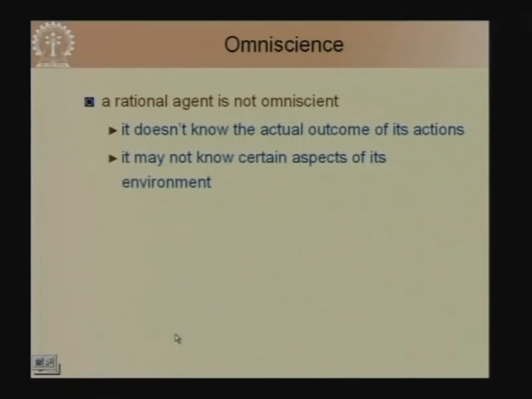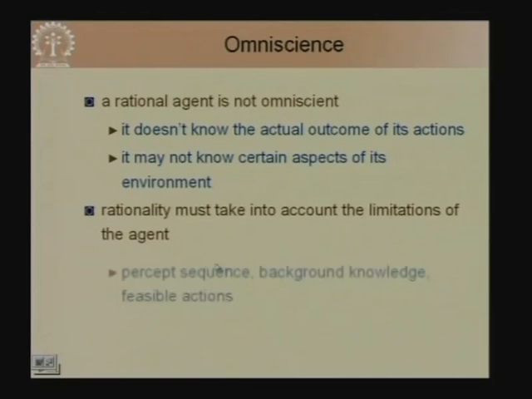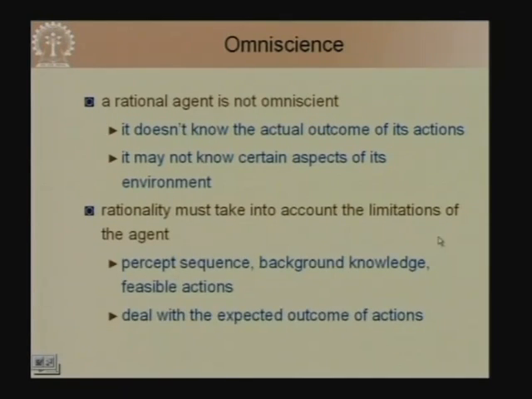We must understand that a rational agent need not be omniscient, because it does not know the actual outcome of its actions, and certain aspects of the environment may be unknown to the agent. So, rationality takes into account the limitations of the agent, the percept sequence it has access to, the background knowledge the agent has, and the actions that the agent can take, and we only deal with the expected outcome of actions.